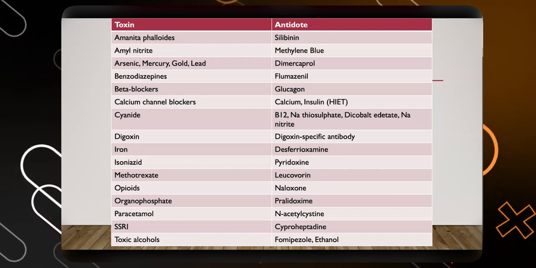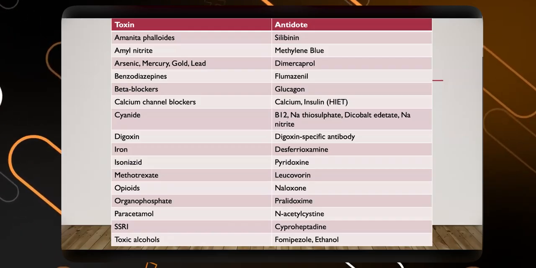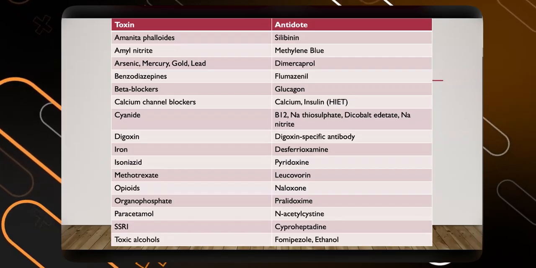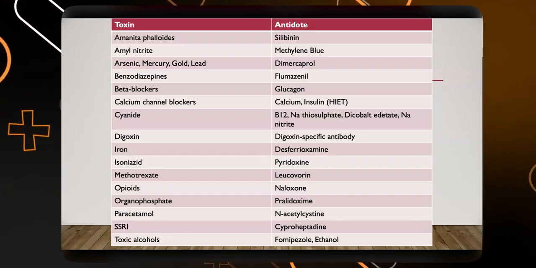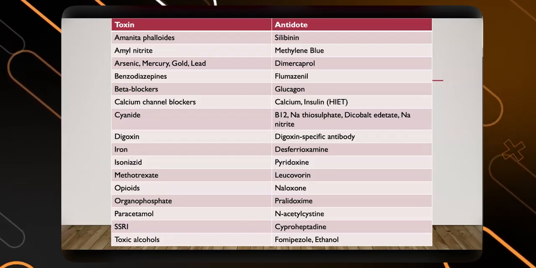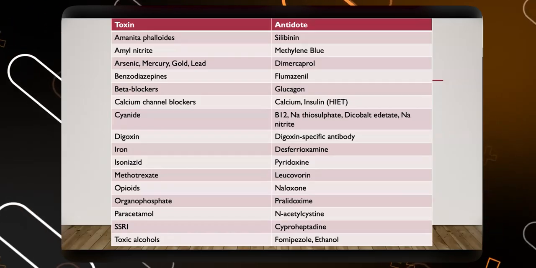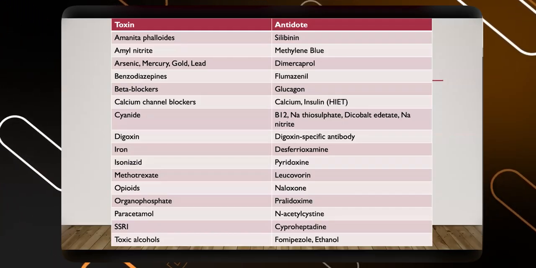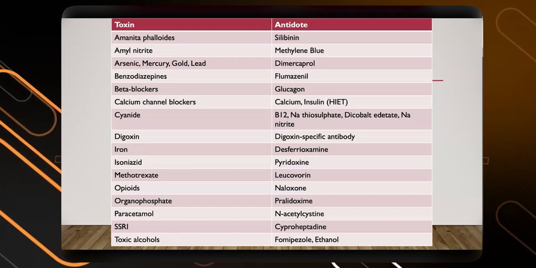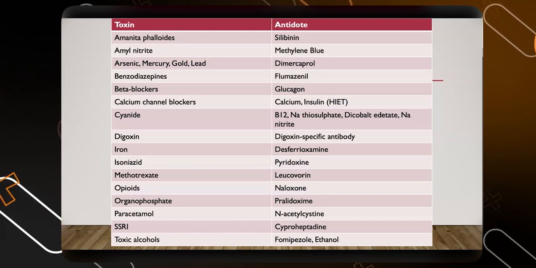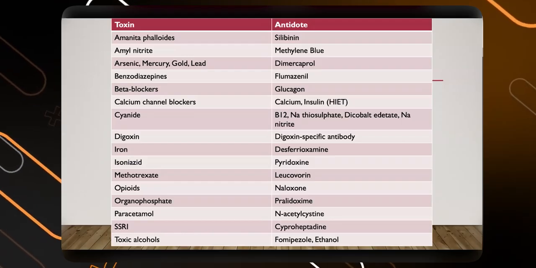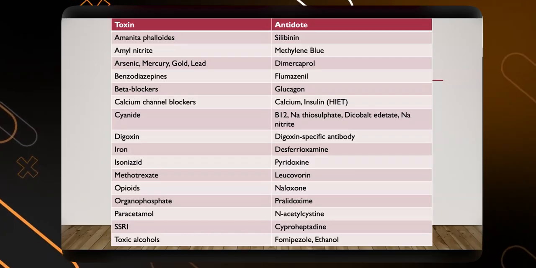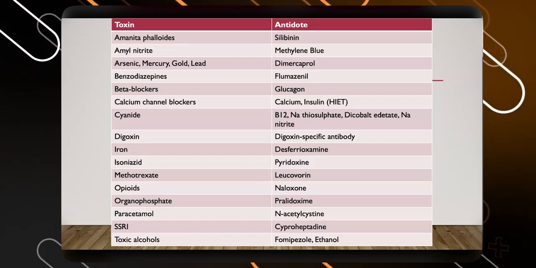Cyanide, as discussed before, B12, sodium thiosulfate, dicobalt edetate, and sodium nitrite. Digoxin is digoxin-specific antibody. Iron is desferrioxamine, like I discussed before. Isoniazid is pyridoxine. Methotrexate, leucovorin. Opioids, naloxone. Organophosphates, pralidoxime. Paracetamol, N-acetylcysteine, and SSRIs, cyproheptadine. And toxic alcohols, fomepizole and ethanol, which I'll discuss later on as well. So this is the table which is quite important in terms of the toxins and antidotes, which could be exam questions as well.